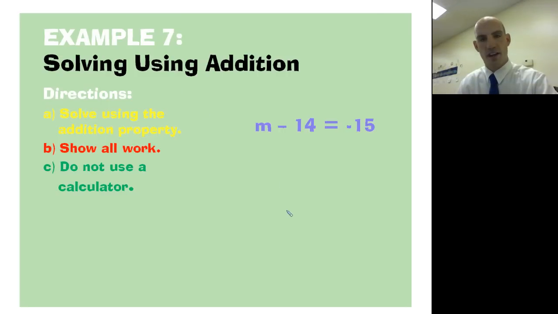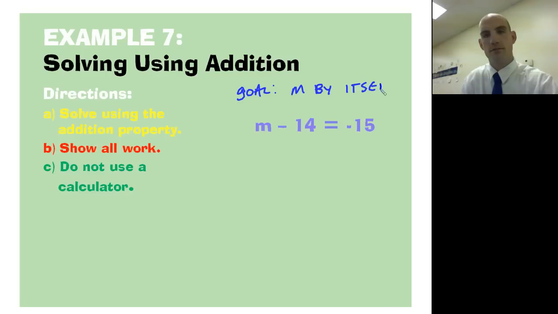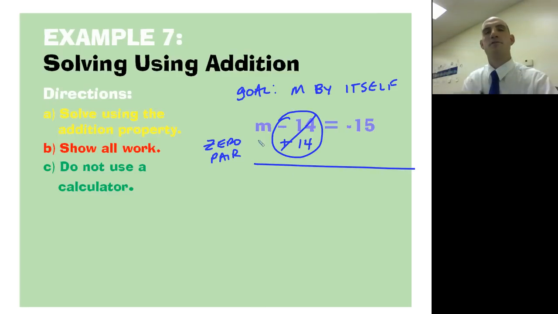M minus 14 equals negative 15. Goal, M by itself. What is being done to M? I'm subtracting 14. So to make my zero pair, I need to add 14 because that's going to be 0 there. You see what I'm doing? I'm saying plus 14 because I have a minus 14. I want them together to make 0.